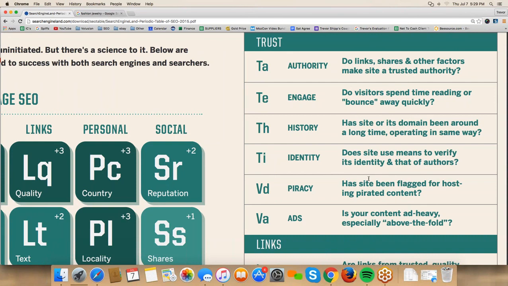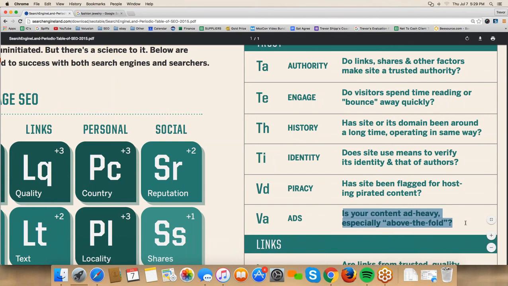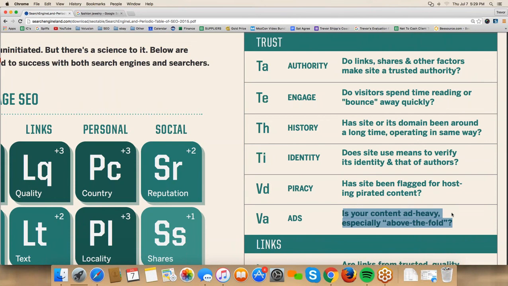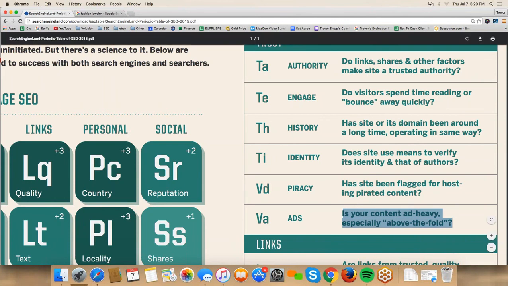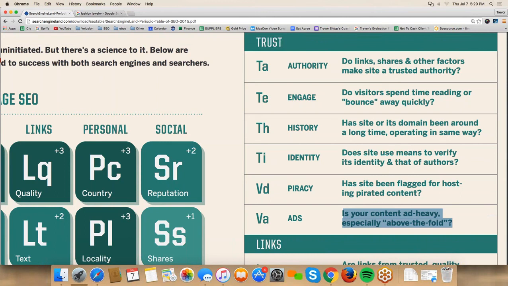If you've ever looked at a newspaper, you know how it's got that fold in the middle of it. All the stuff above the fold is really your most important stuff. If it's below the fold, it's not. And so if you have too many ads above the fold, you look a little too ad heavy, right? Your focus isn't on your content, your focus is on your ads, and Google and other search engines don't like that as much. You can have some ads above the fold, but that shouldn't be all I'm seeing. So that's certainly a trust factor, right?